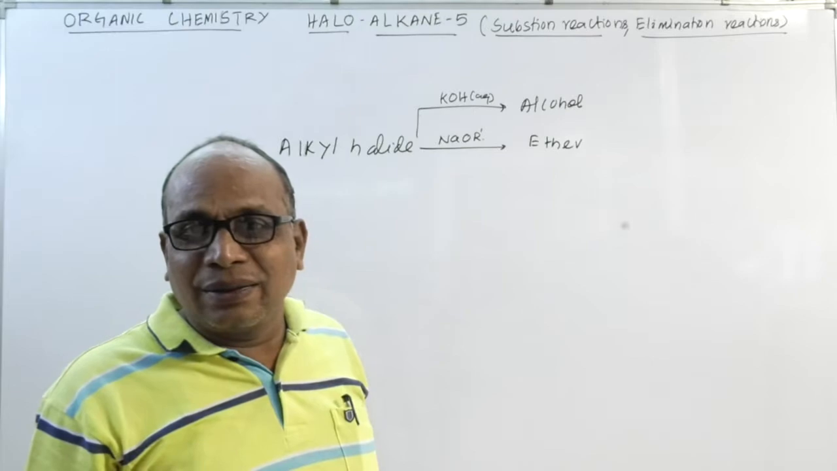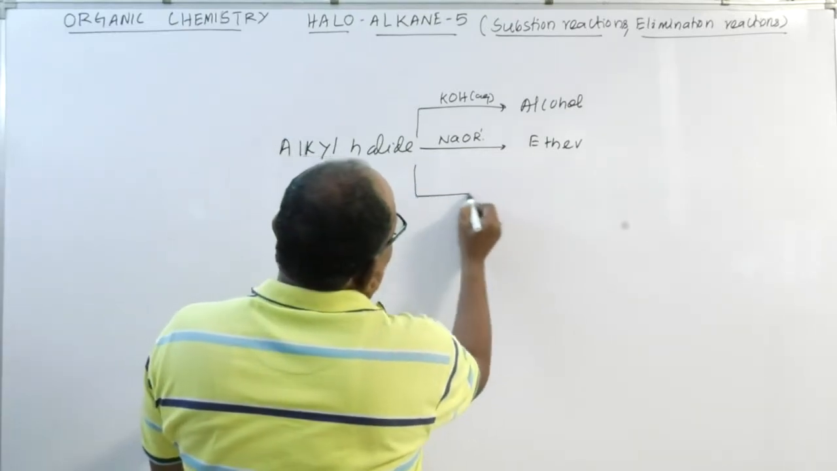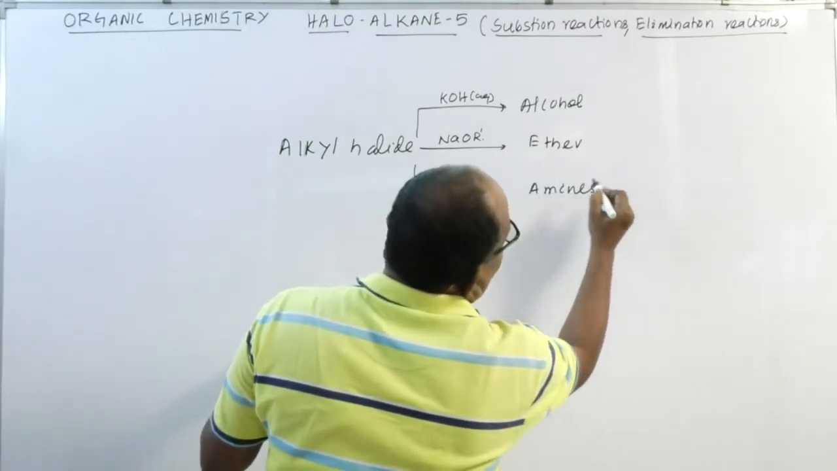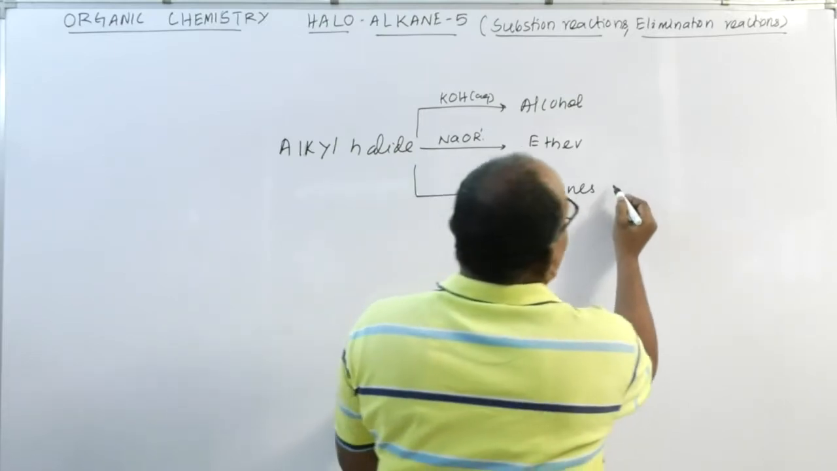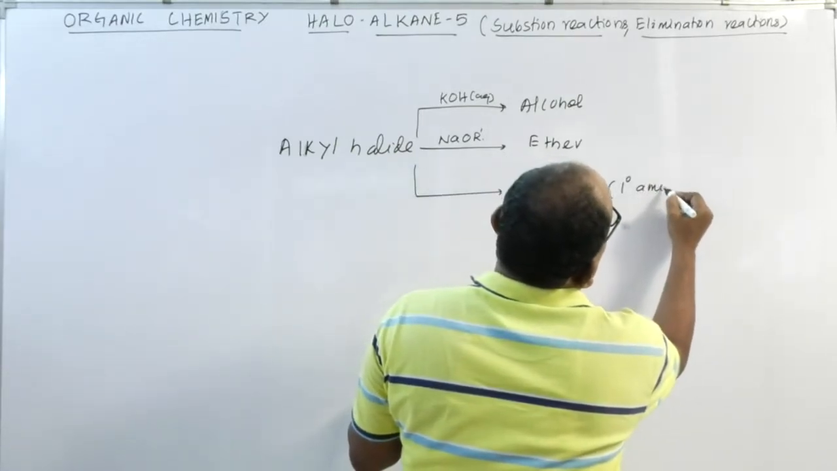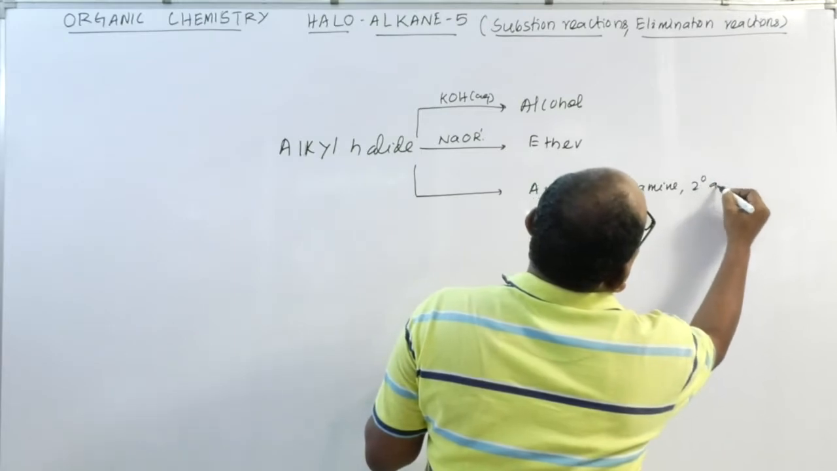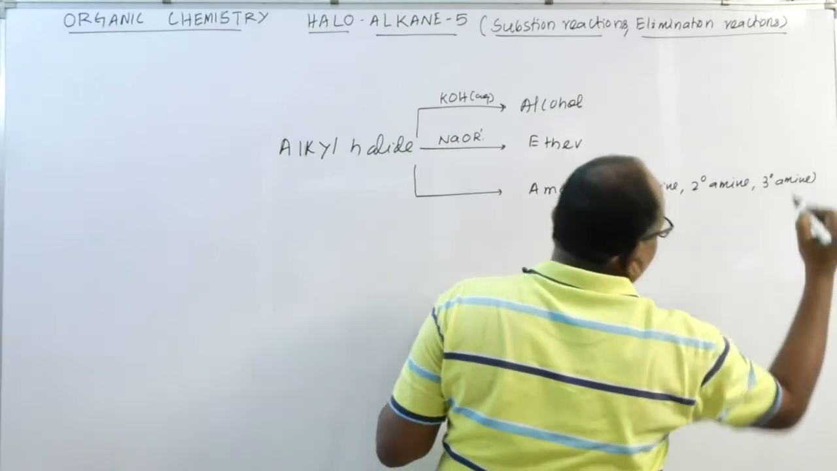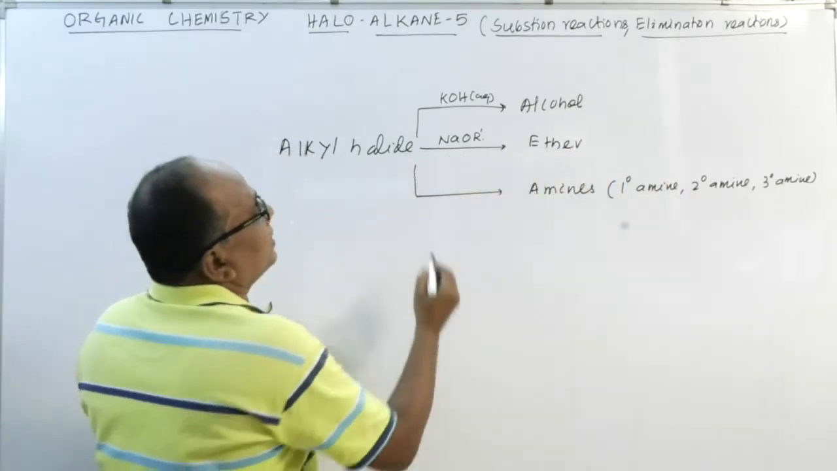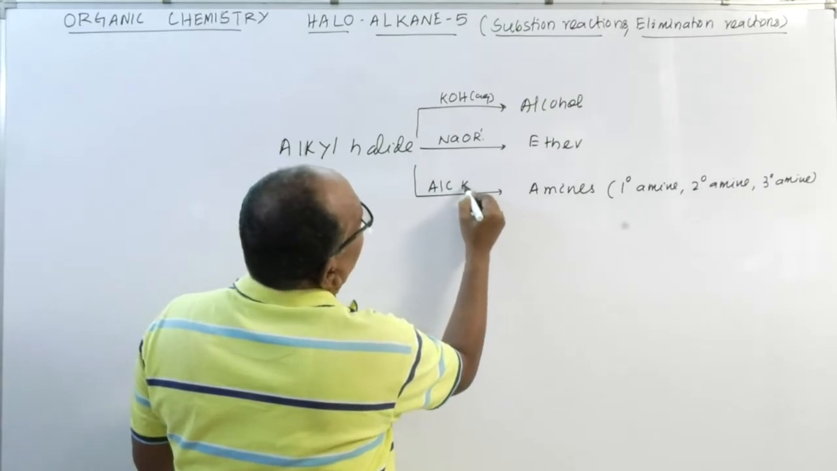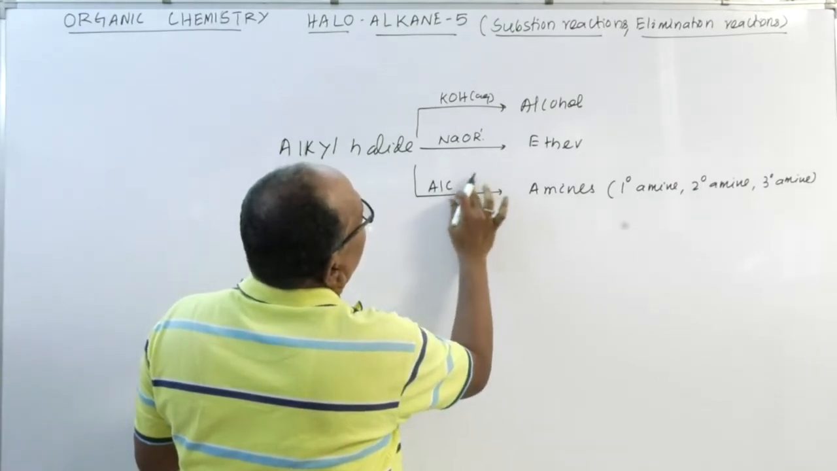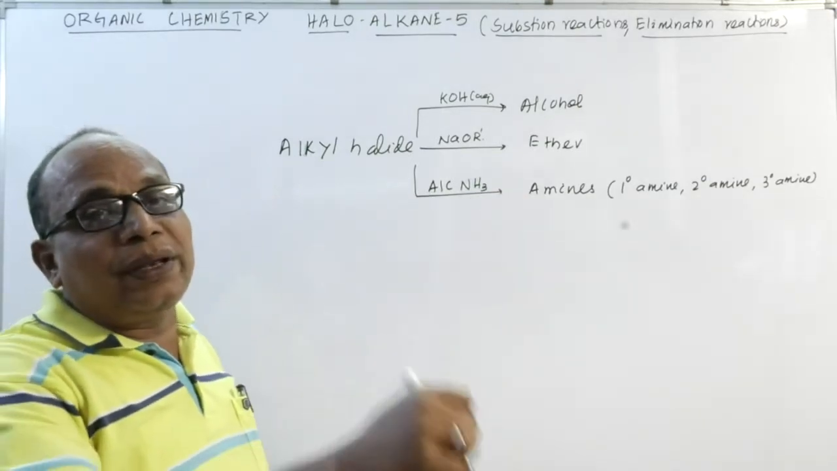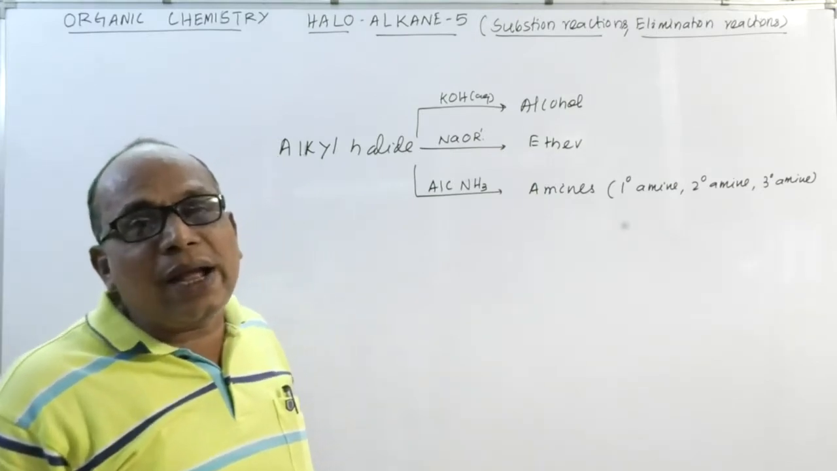The alkyl halide can be converted into amines, meaning primary amine, secondary amine, and tertiary amine, by the action of alcoholic ammonia. Alcoholic ammonia means ammonia gas dissolved in ethyl alcohol. That's called alcoholic ammonia.